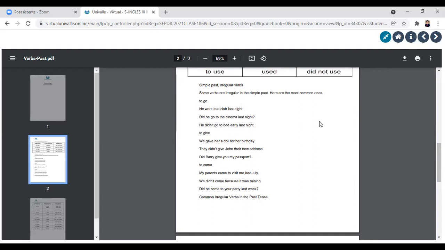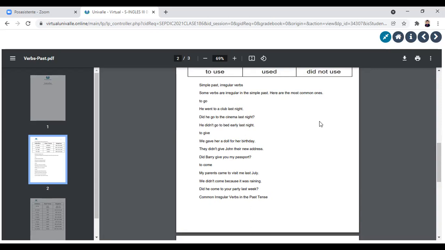To come is another irregular verb. The simple past form of this verb is came. And also we have some examples. My parents came to visit me last July. We didn't come because it was raining. Did he come to your party last week?